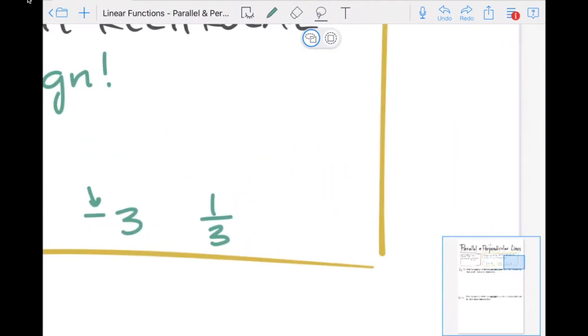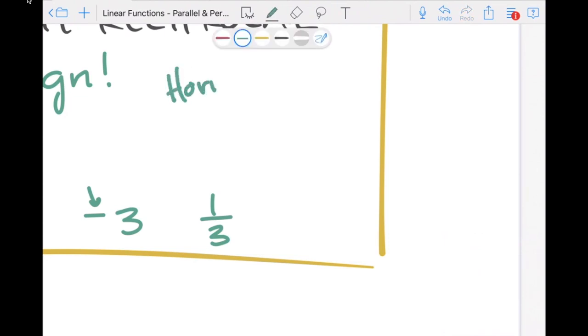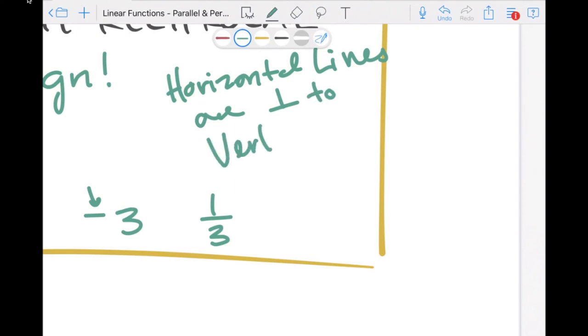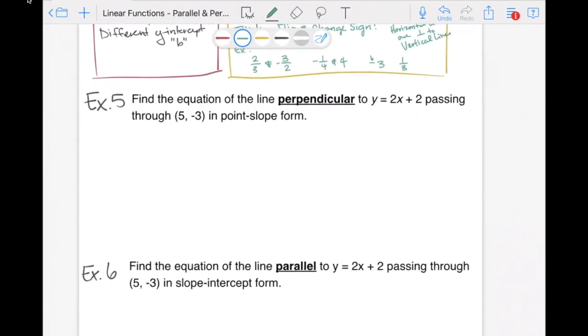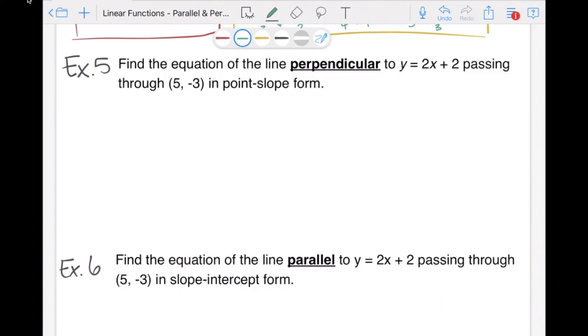One last side note, because vertical lines have what we call an undefined slope, and we'll talk about that more in just a minute: horizontal lines are perpendicular to vertical lines. That's always a side note I share, because with vertical lines you can't really say what their slope is, it's undefined. Okay, so now we're going to do equations of lines using these concepts.